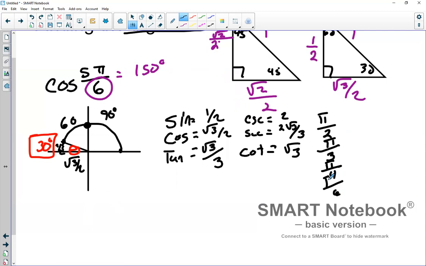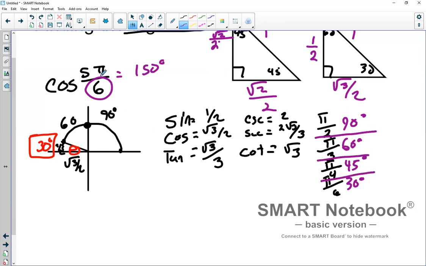If you look at the table, pi over 2 always corresponds to a 90-degree reference angle. Pi over 3 always corresponds to a 60-degree reference angle. Pi over 4 always corresponds to a 45-degree angle. And pi over 6 always corresponds to a 30-degree angle. So all these angles represent this type of reference angle.